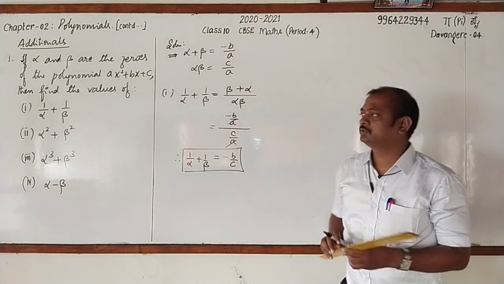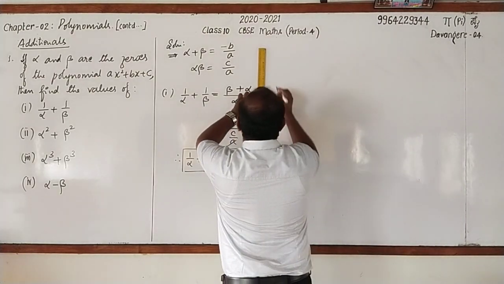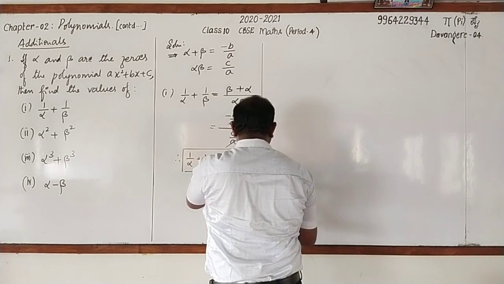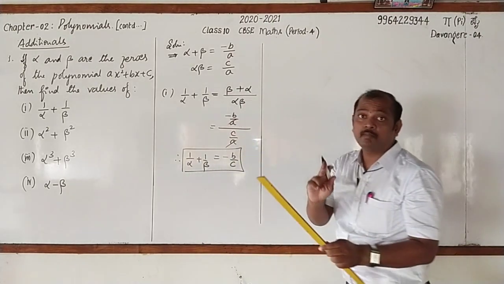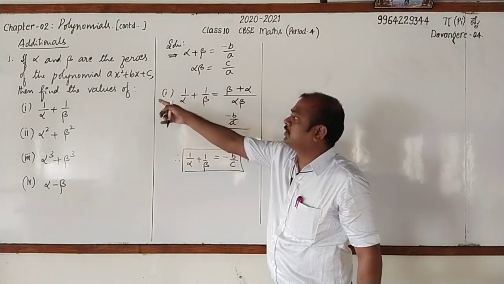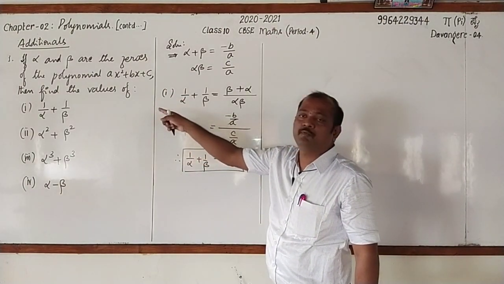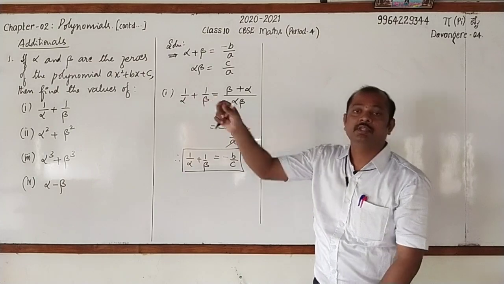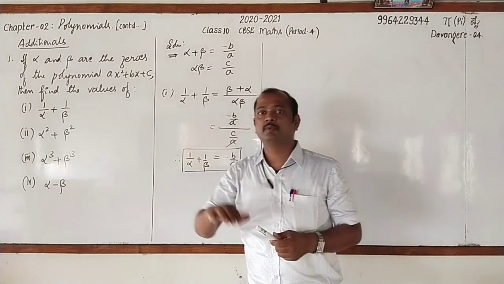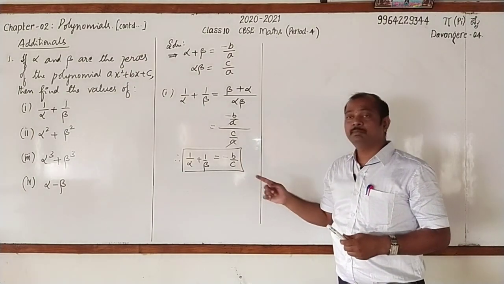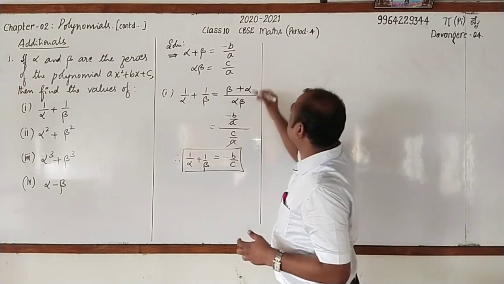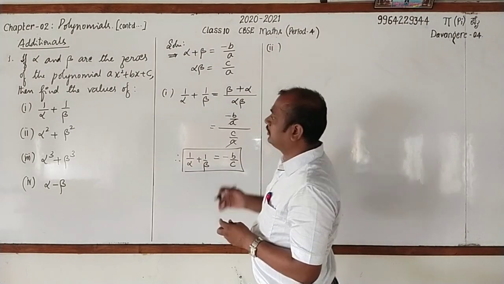Okay. Now, let us go for answering the second. In the examination, there is a chance of it being given for 1 mark. Got it? So do remember, the value of 1 by alpha plus 1 by beta is dash. There is even a chance of this question coming as an MCQ. Options will be given, and minus b by c will be the right option. Next, the second one. Look here.